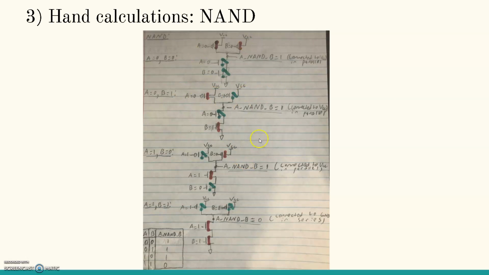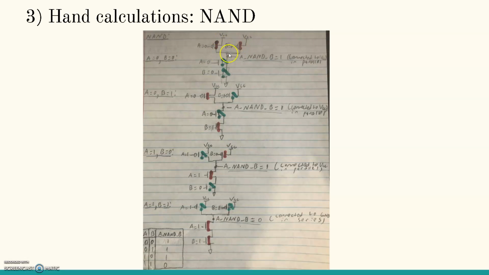And this is the NAND. Wherever you see red, it gets closed. So when it's 0, the PMOS gets closed. But when it's 1, PMOS gets open. And when it's 0, NMOS is open. But when it's 1, it's closed. So it's complementary in that fashion.